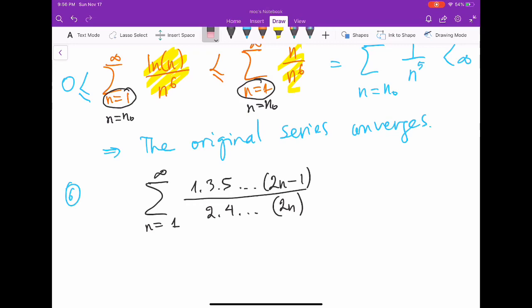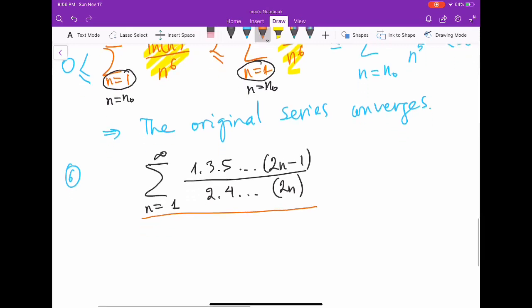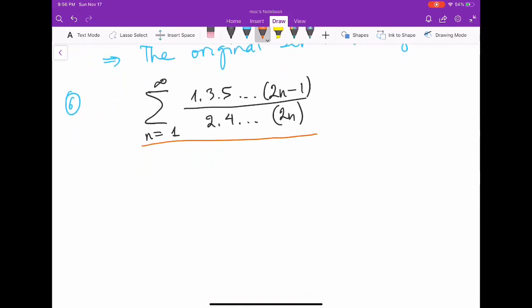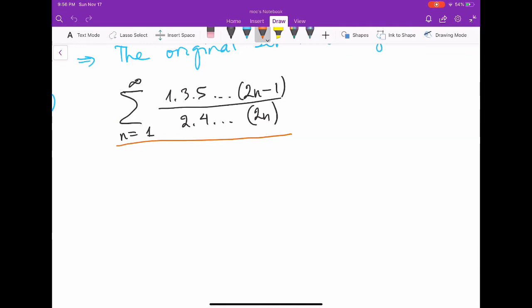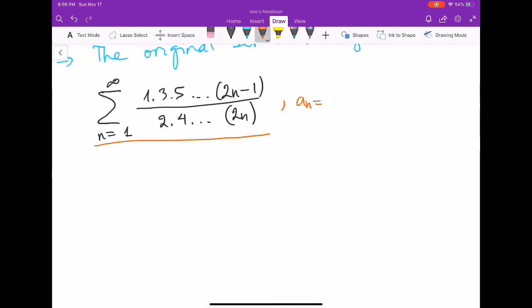We need to consider whether this series converges or diverges. So first thing, when you see something like that, of course we need to recognize a_n, right? So what is a_n? a_n in this case is just the product of the first n odd numbers, okay? And here I have the product of the first n even numbers. So that is our sequence.